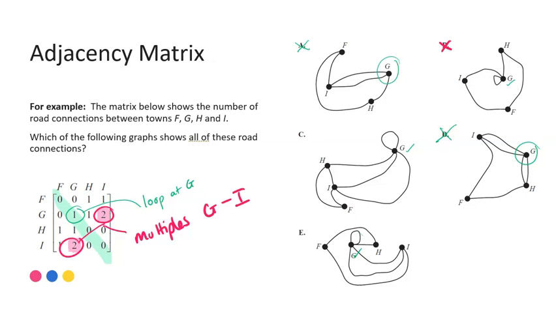C, we do have multiple edges. We've got 2 edges running from G and I. And E, G and I, again, we have 2 edges there.